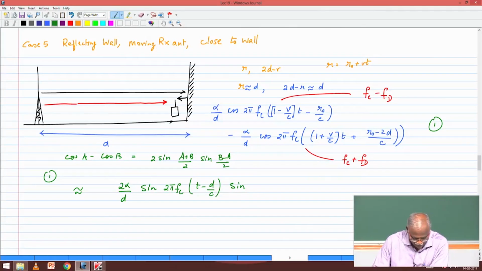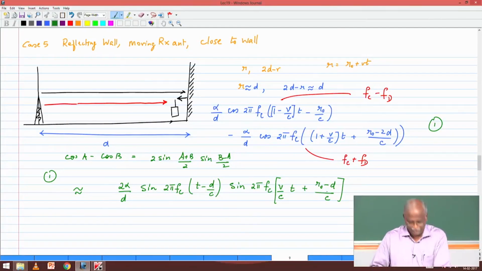Notice that fc will get knocked off, but you will see that it is sine 2 pi fc v by c into t. Well, you said fc is getting knocked off, but it does not seem like, not yet. vc by t plus r naught minus d divided by c. Please make sure that you just check the algebra. The reason I said fc is sort of knocked off is for the following reason. This is nothing but fd. So I get a product of two terms. One is a sinusoid at carrier frequency, the other one is a sinusoid at the Doppler frequency.